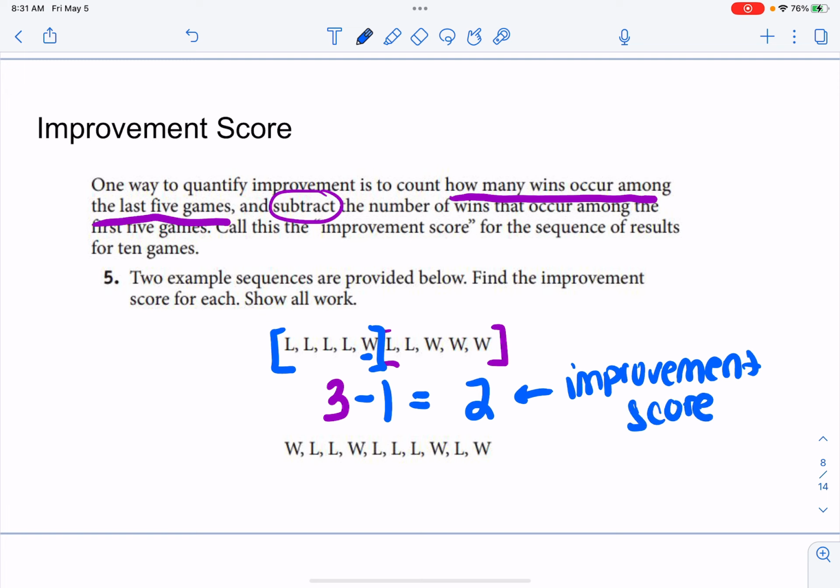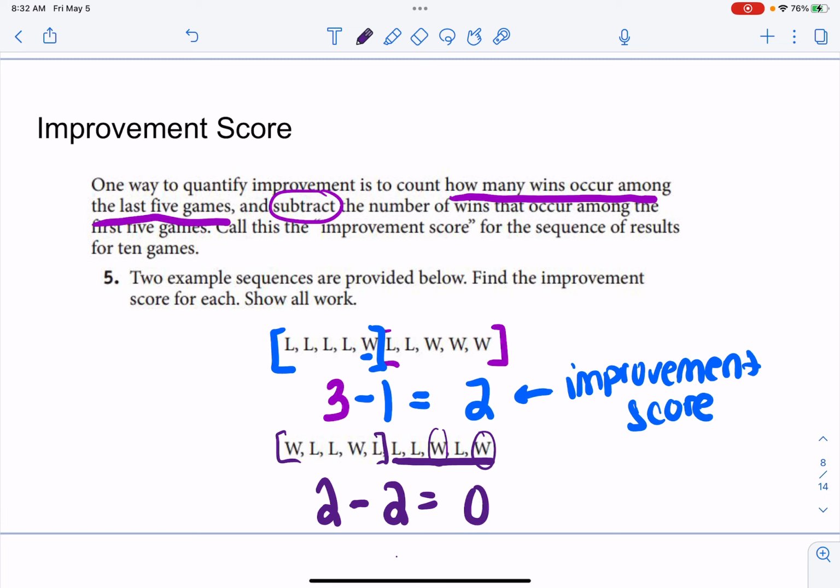Pause this video right now. Try the second one to find the improvement score. So if we're looking at finding an improvement score, we're looking at the last 5 games subtracted by the first 5 games. The last 5, there's only 2 wins, so it's going to be 2 minus the first 5 games. There was 2, so it has an improvement score of 0.